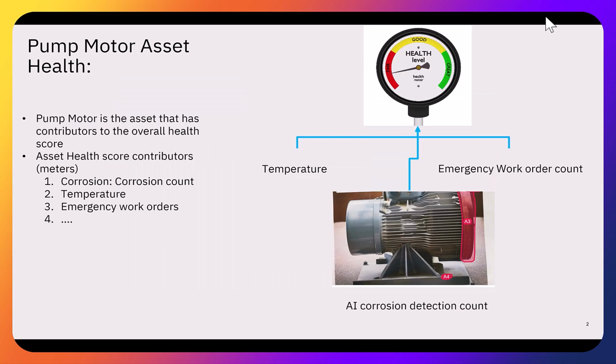Before we jump into the demo, let's talk about asset health for a minute. It's about how healthy a given asset is, and you think about different factors, not just one contributing factor. In this example, the running temperature of the pump motor is a factor, and how many emergency work orders we have against this asset is a factor of the overall health. What we're going to show in the demonstration is corrosion. We're going to do an AI visual inspection that analyzes an image and tells you basically how corroded that asset is.